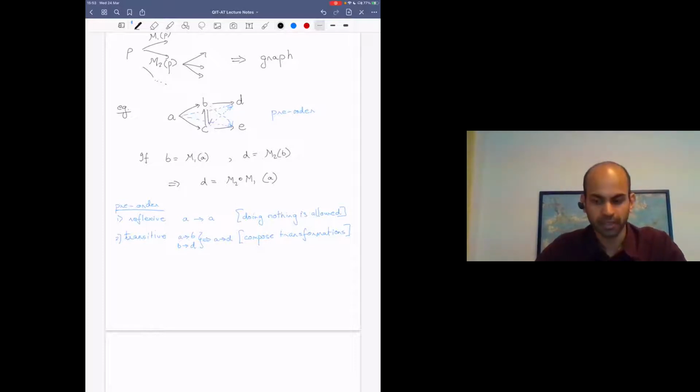A resource theory gives you a pre-order, because, for example, here in this particular graph, you have B and C that can both go to each other, but they need not be equal. Okay, thank you.